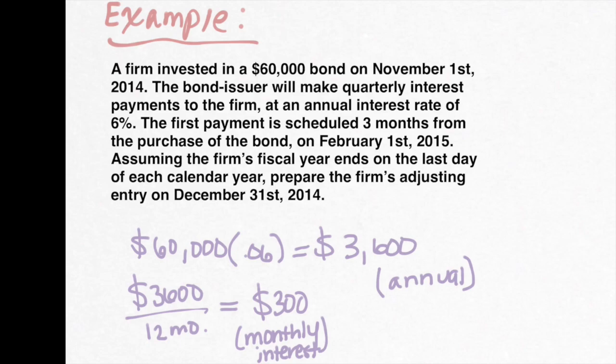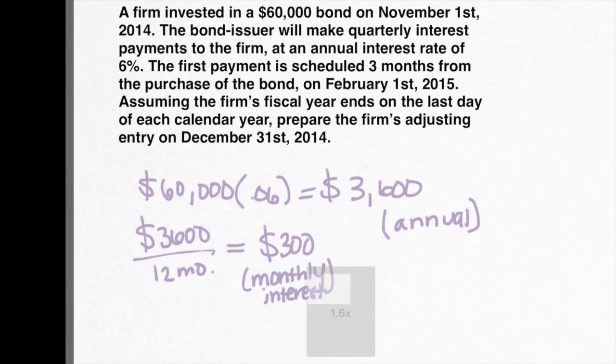However, the first quarterly payment date is not until February 1st of the following year. Yet, we are asked to create the adjusting journal entry on December 31st of 2014. Thus, we only want to calculate how much interest income the firm has accrued from the purchase of the bond November 1st to the date of the adjusting entry December 31st.